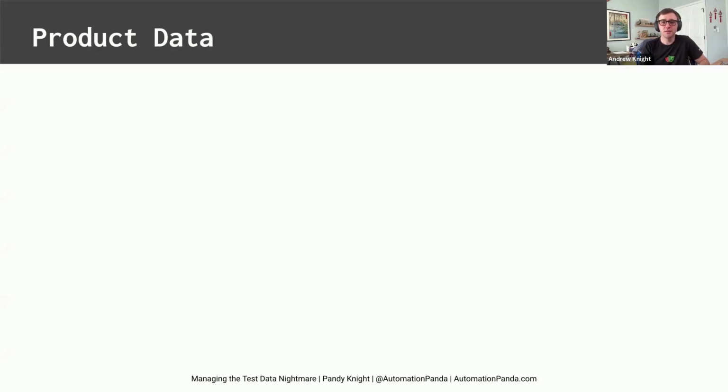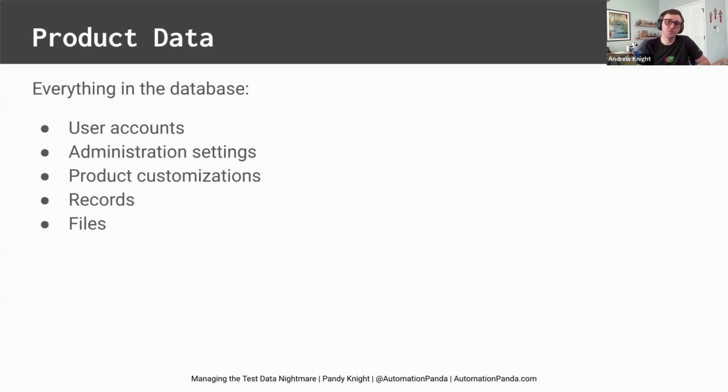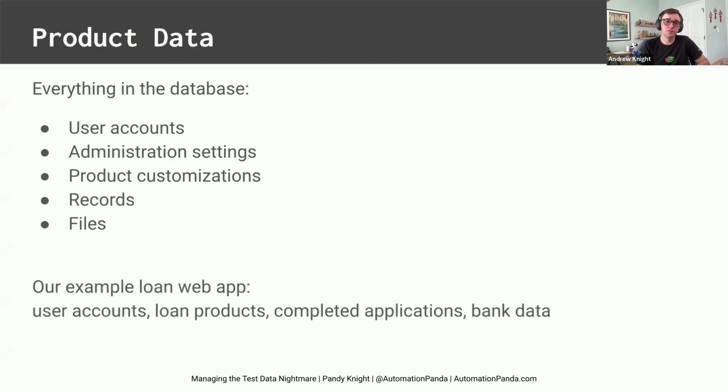As previously stated, product data is any live data in the product or system under test. In simplest terms, it's everything in the database. Examples of product data include things like user accounts, administration settings, product customizations, records created by users, and files uploaded by users. For our example loan app, product data would include user accounts, loan product settings, loan applications, and all that behind the scenes bank data like funding curves.